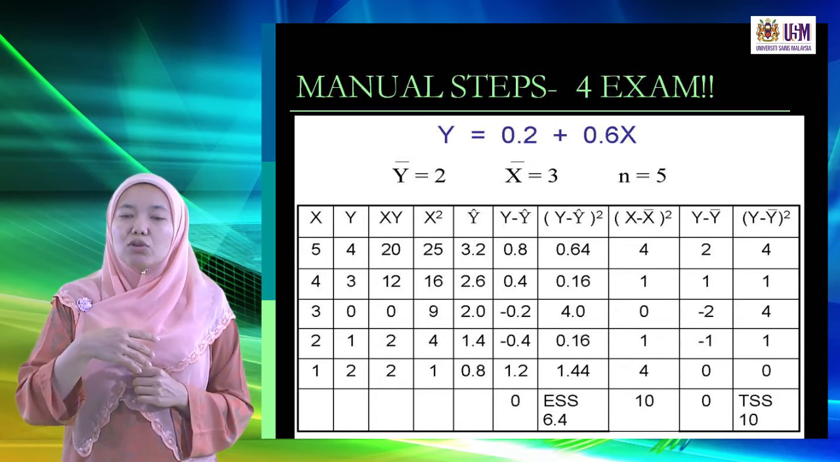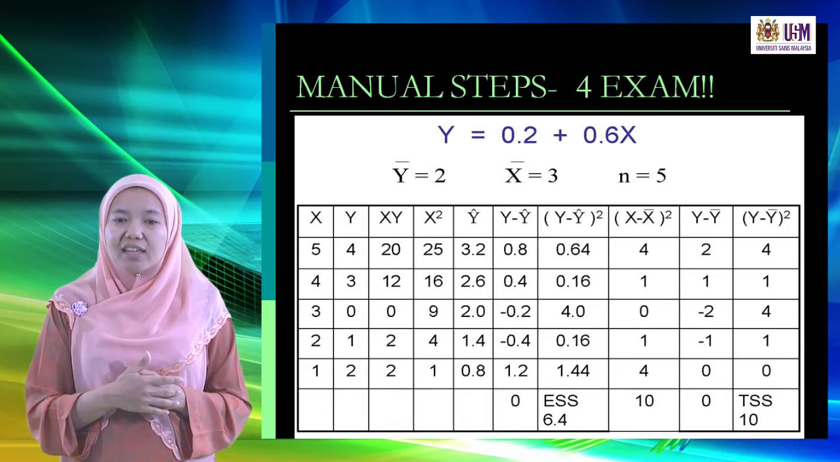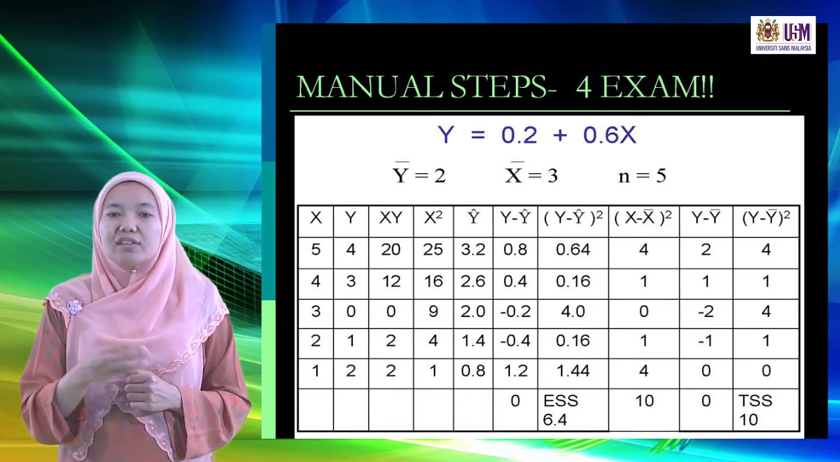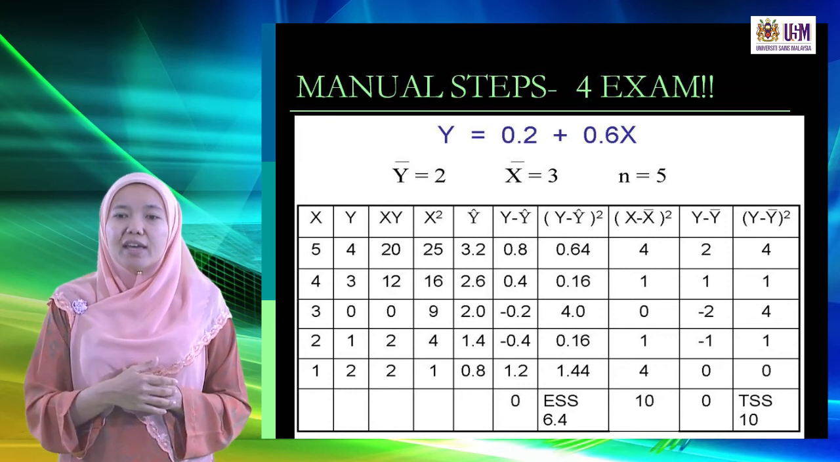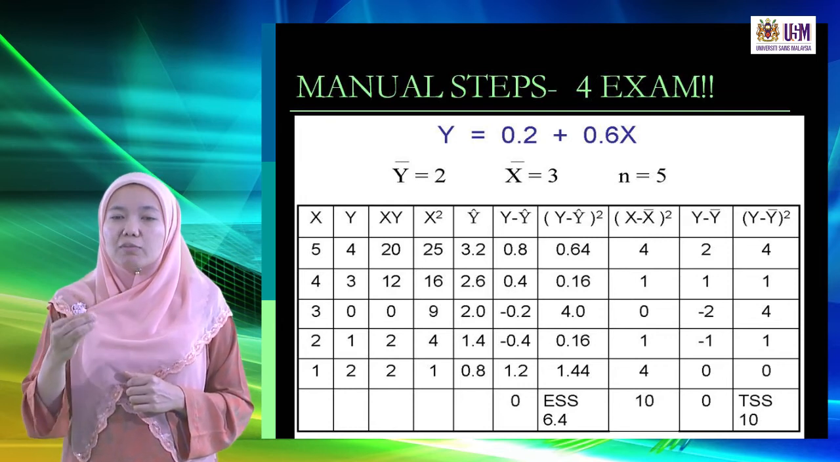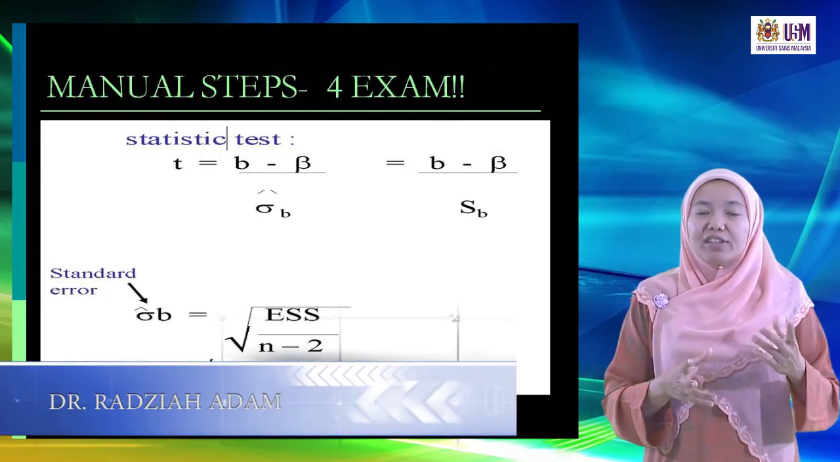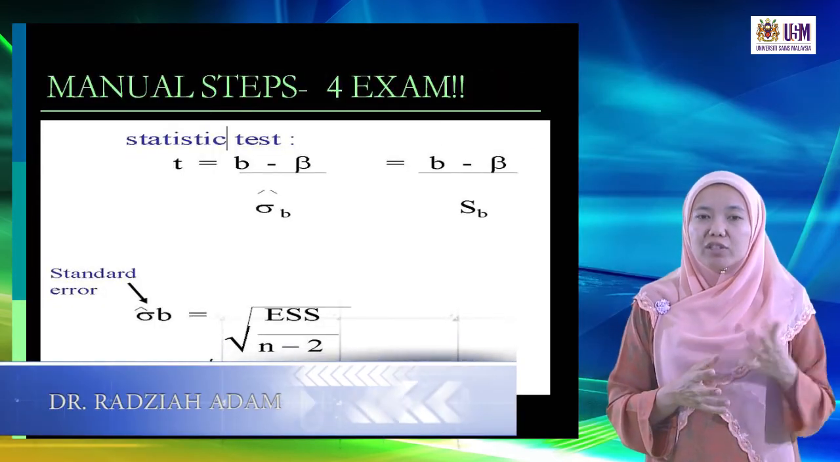When you add up, in the final row at the end there, that is your error sum of squares, ESS. And then you have the total sum of squares. Next, the test statistic, in step 3 of hypothesis testing.